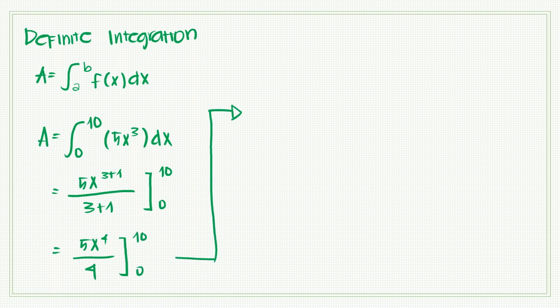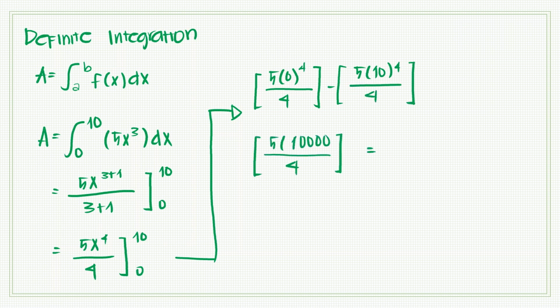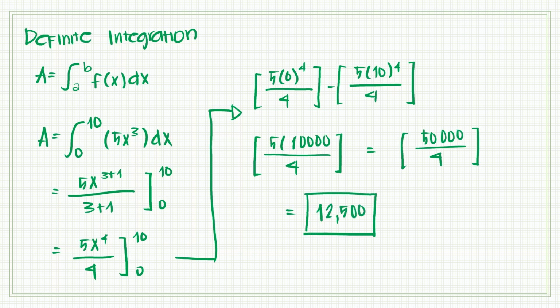5 multiplied to 0 raised to 4 over 4 is simply 0, minus 5 times 10 raised to 4, 50,000 divided by 4 would be 12,500. Definite integrals are used to calculate the area between a curve and the x-axis on a specific interval, which means that if you want to get the exact or actual answer, using the definite integral is the best choice.